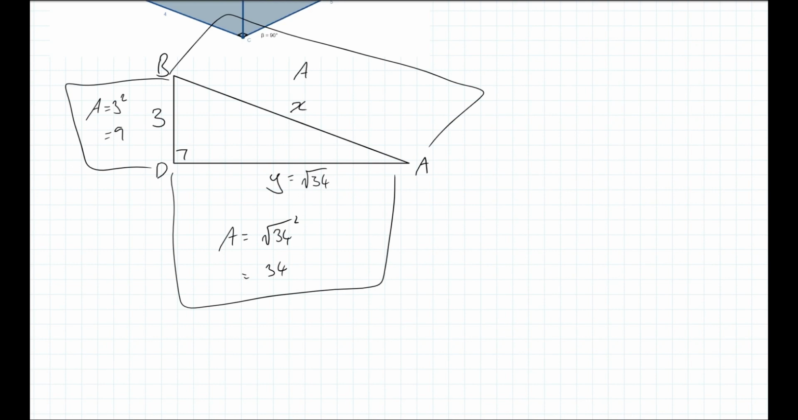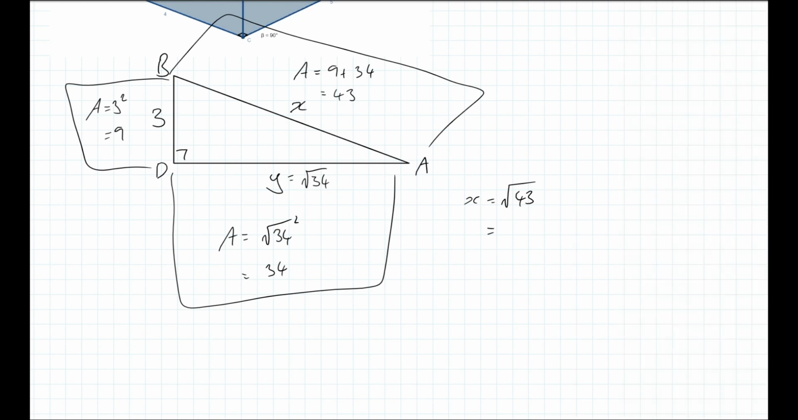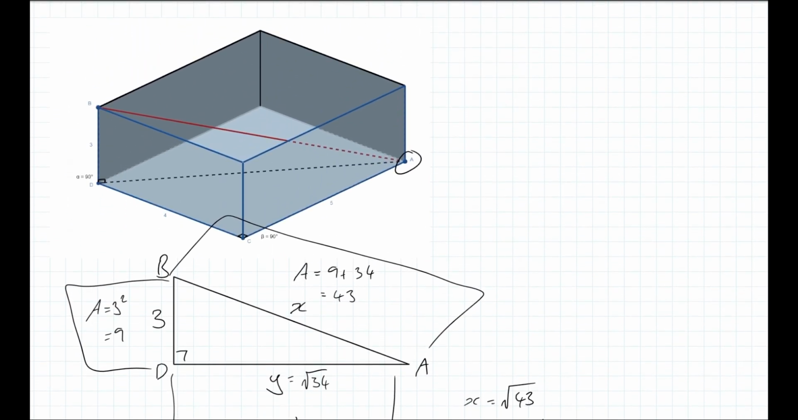And the area of this one up here is going to be 9 plus 34, which is, of course, 43. That means that X is going to be the square root of 43, which is approximately, if we use our calculator, the square root of 43, which is 6.56 to 2 decimal places. So using Pythagoras twice, we were able to find that diagonal distance through that cube there.